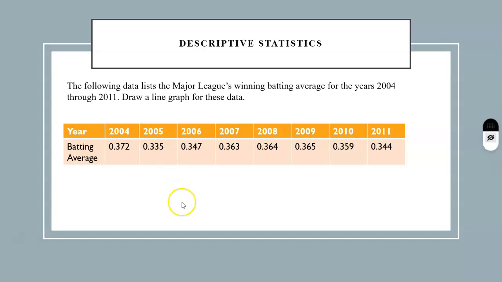In the same way you can plot the line graph for the given data. It shows the winning batting average for the years 2004 through 2011. So we have the data. Just follow the same procedure we did for the last problem and see what you get, and what type of chart you can plot for this one.